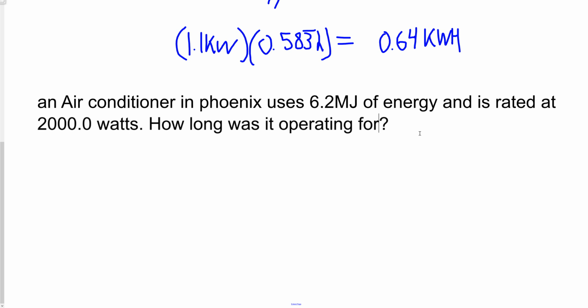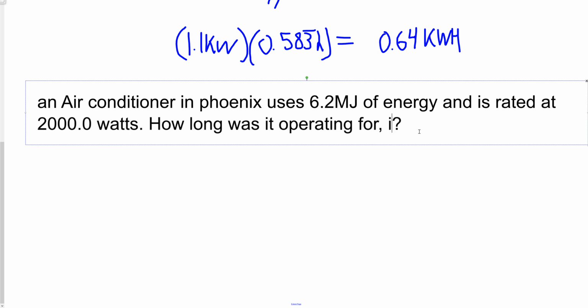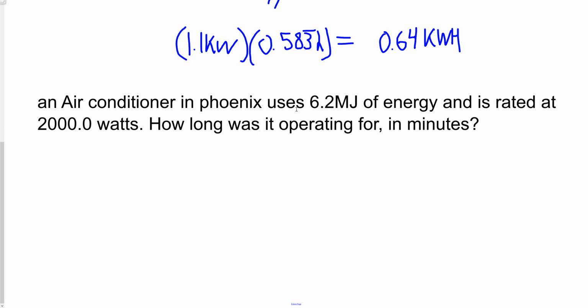Let's say in minutes. So megajoules doesn't have any time in it. So what we need to do is turn this first into kilowatt hours. So let's do that exact thing. So we have 6.2 megajoules, and we need to turn that value into kWh.